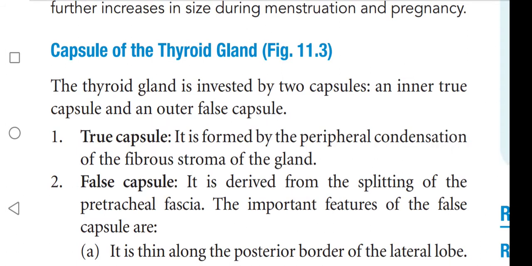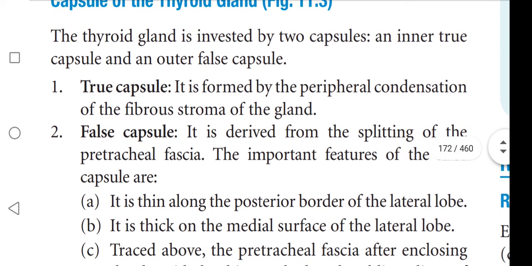Capsule of the thyroid gland. The thyroid gland is invested by two capsules, an inner true capsule and an outer false capsule. First, the true capsule: it is formed by peripheral condensation of the fibrous stroma of the gland. False capsule: it is derived from the splitting of the pretracheal fascia.